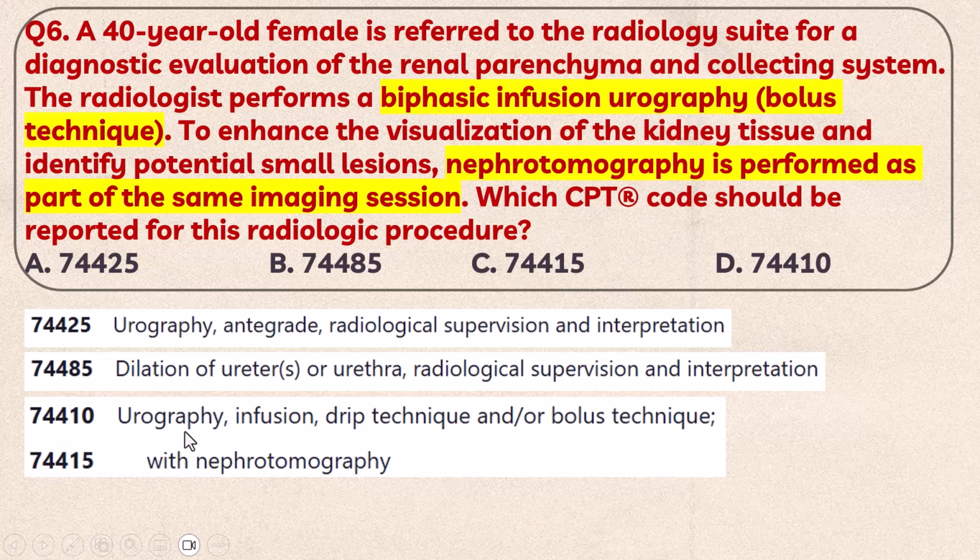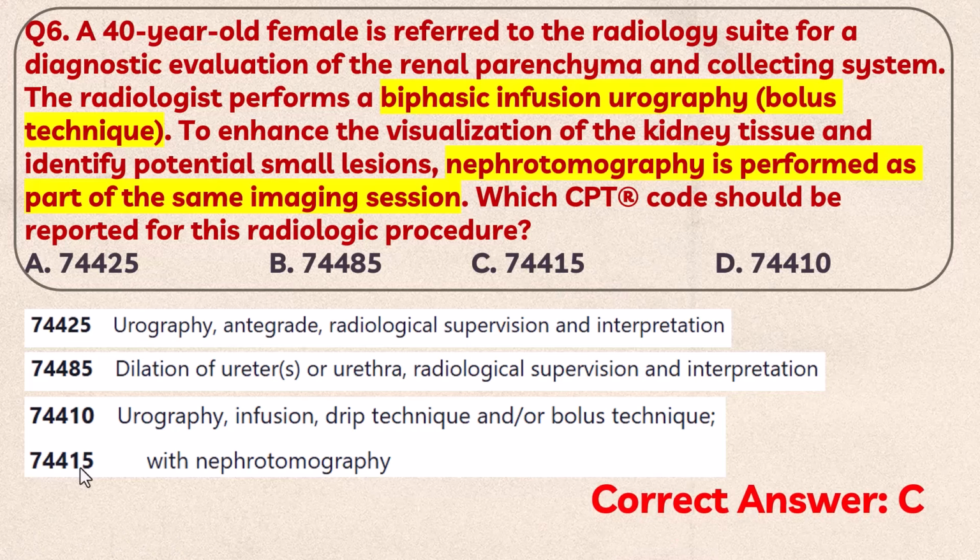74410 is urography, infusion, drip techniques, and bolus technique. So here it is a bolus technique. So that's a correct code. And it says there's a continuation code available, semicolon here. So 74415 is with nephrotography. So this procedure includes the nephrotography. So the correct code will be 74415. So the correct answer is answer C.